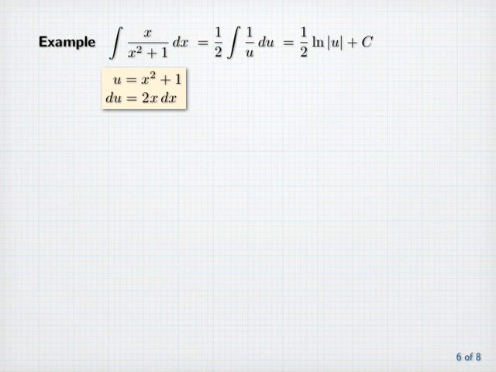Now we replace u with x squared plus 1. Notice that we don't need the absolute values here because x squared plus 1 is never negative.